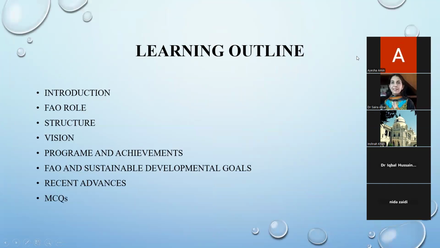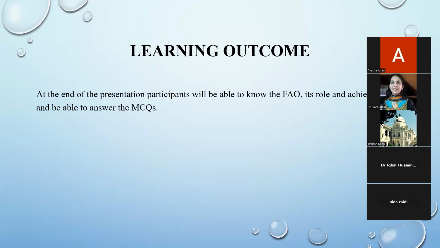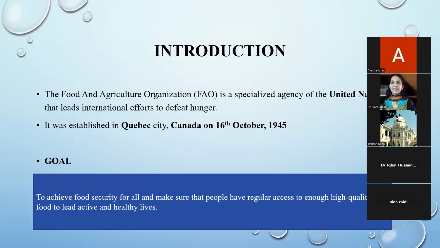The learning outline for today's presentation is Introduction, FAO's role, structure, vision, programs and achievements of FAO and Sustainable Development Goals, recent advances, and multiple choice questions at the end. Learning outcome: at the end of the presentation, the participant will be able to know the FAO, its role and achievements, and to be able to answer the MCQs.